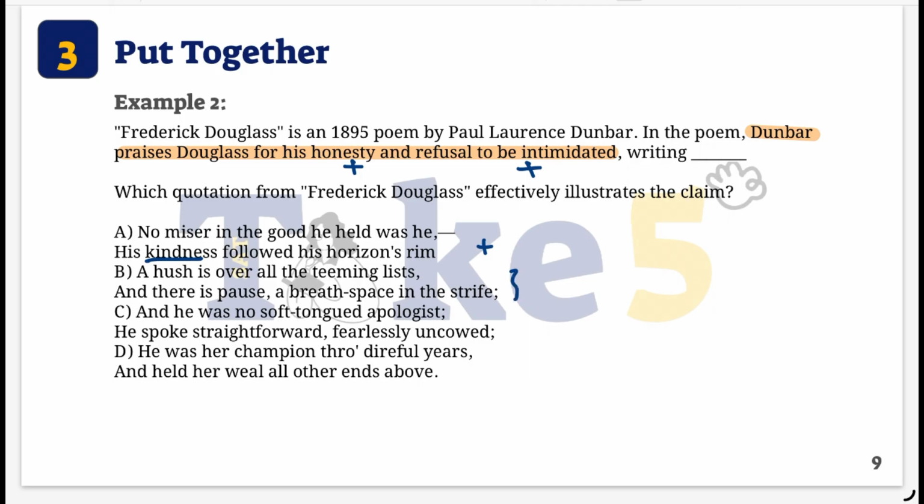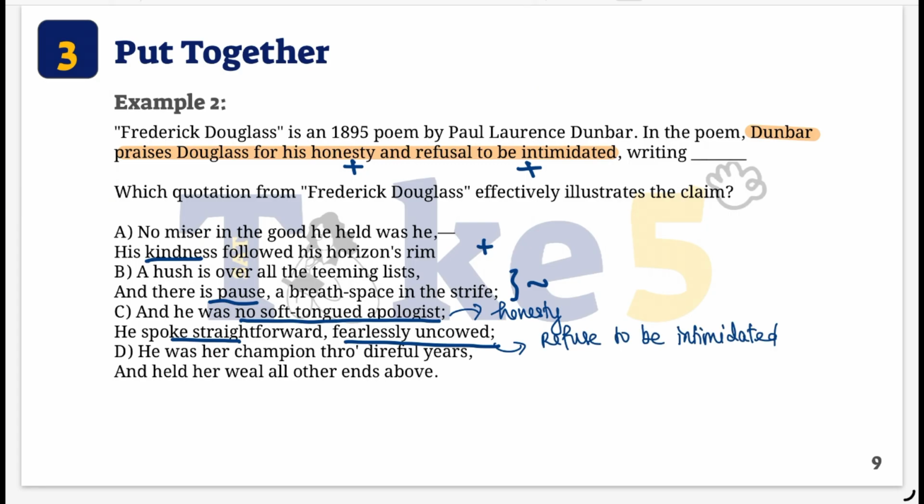B is a relatively neutral description of a pause or silence. C mentions no soft-tongued apologies, or spoke straightforward. It indicates honesty, and this phrase, fearlessly uncowed, means refuse to be intimidated. So both are positive qualities from the claim. Let's note two plus signs here. D praises his loyalty and devotion, also positive feelings, but not quite a match with the qualities in the claim.